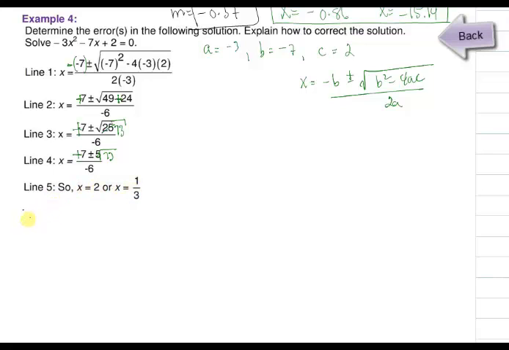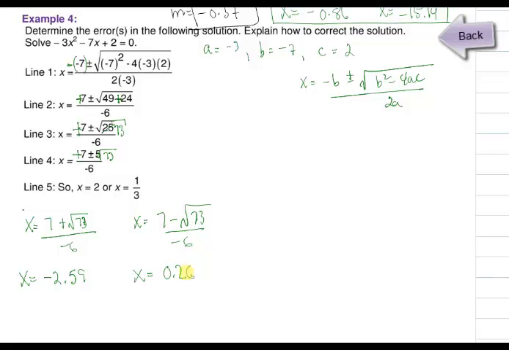All right, so how do we get them? We're going to go x equals 7 plus the square root of 73 over negative 6, and x is equal to 7 minus the square root of 73 over negative 6. And so on our first root, we will get negative 2.59 to the nearest hundredth. And on the second one, we're going to get 0.26 to the nearest hundredth. Okay, so this concludes example 4.